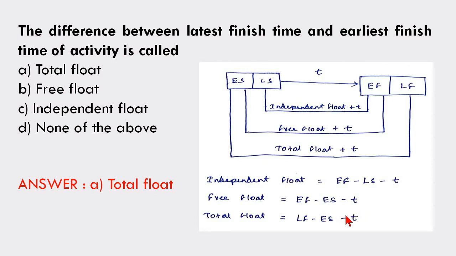Just cancel the T, and you will get LF minus EF. So the difference between latest finish time and the earliest finish time of activity is called total float. This is the correct answer.